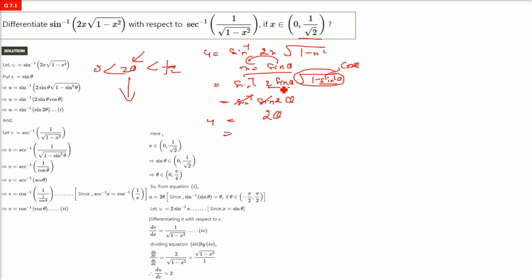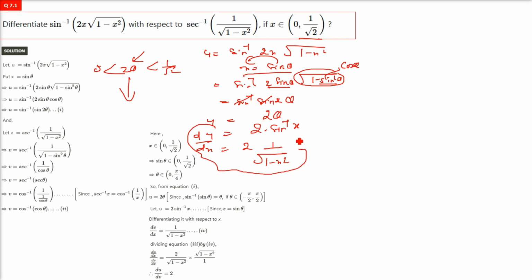So let us come to the next step. u equals 2 theta. 2 into theta is sine inverse x. So du by dx is 2 into the derivative of sine inverse x, which is simply 1 by under root 1 minus x square. This differentiation we already know. So 2 into 1 by under root 1 minus x square it will be. This is du by dx simply.